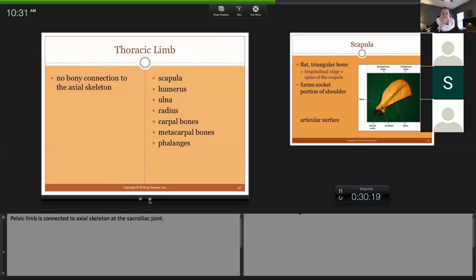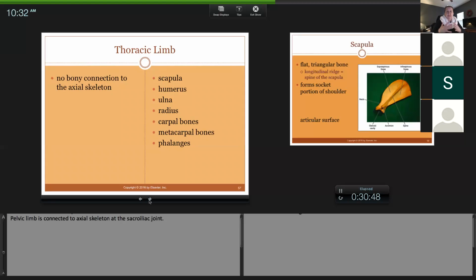Okay, everything that I just talked about yesterday and today were parts of the axial skeleton. The axial skeleton is the skull, the vertebrae, and the ribs. And technically the tail, because that's an extension of the vertebral column. Now we're going to talk about the forelimb and the hind limb, and we're going to start with the thoracic limb, which is the front limb or the forelimb up here.